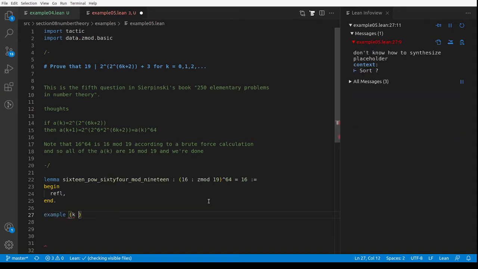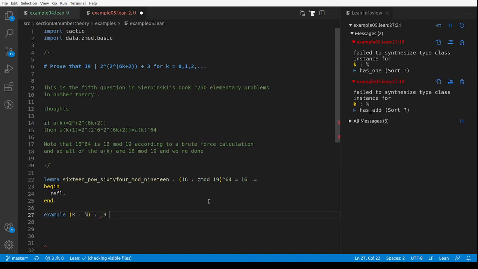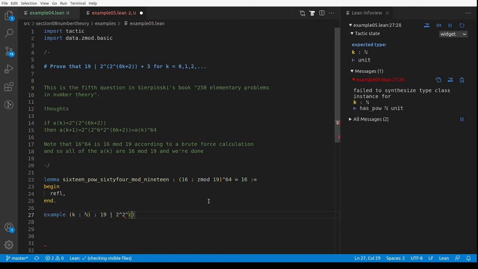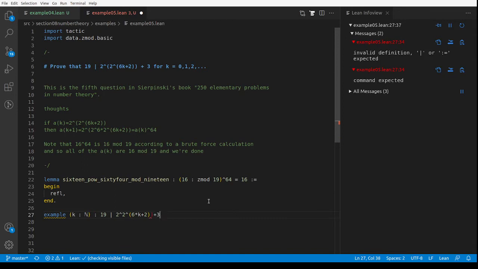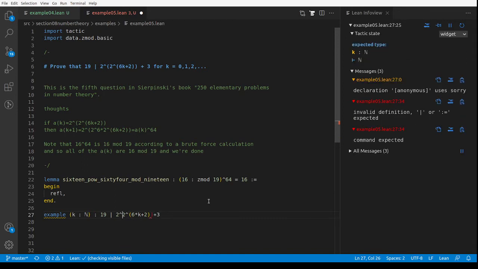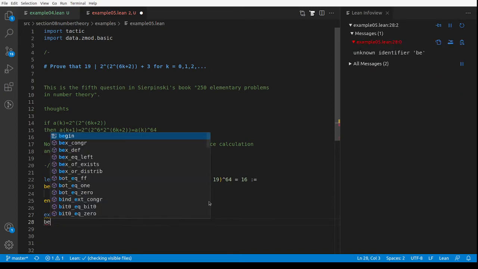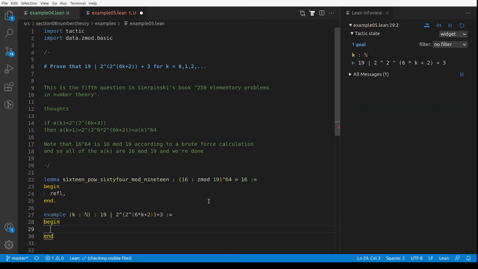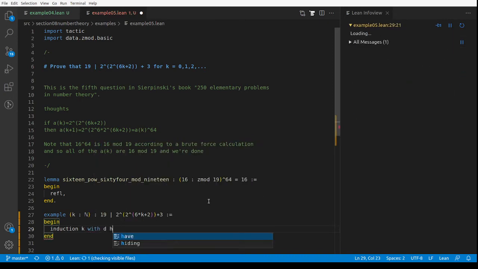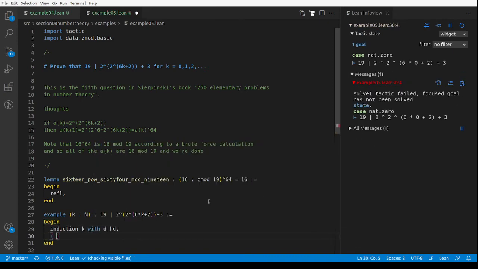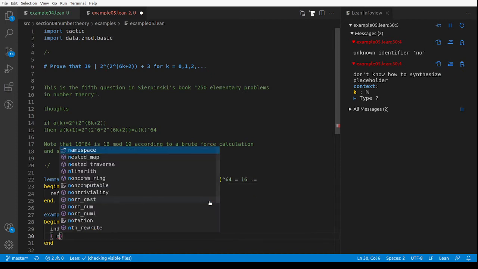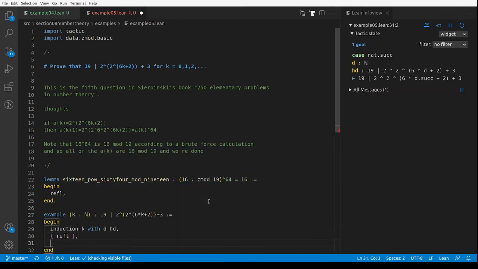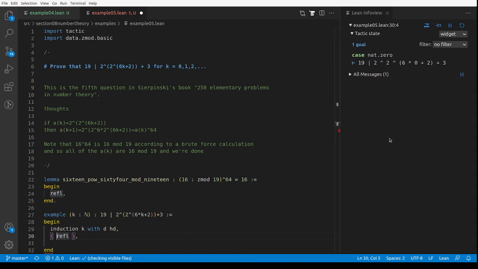Example, k is a natural number. I claim that 19 divides 2 to the 2 to the 6 times k plus 2, plus 3. Oh, what have I done? There. Begin. Right, I think if it can do that, then we should be able to do this by induction. Induction k with d hd, and the base case should be norm_num. Actually, it might be rfl. Does rfl work? Yeah, rfl works because the right hand side is 19, and so 19 divides 19. Divisibility is reflexive.